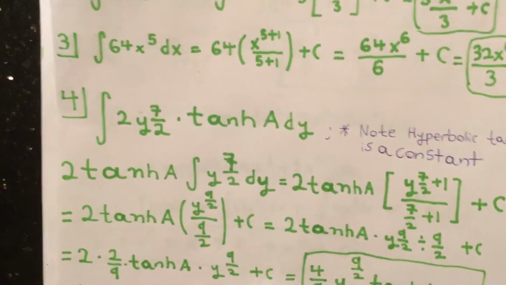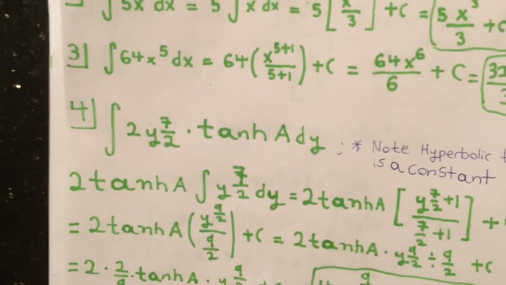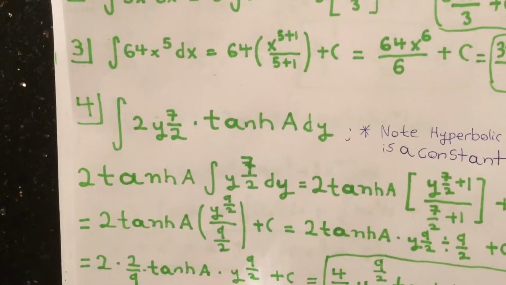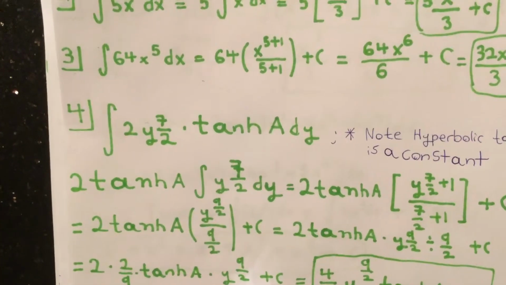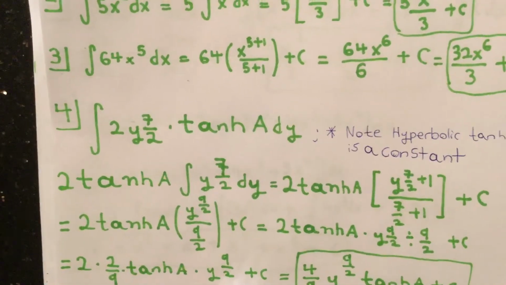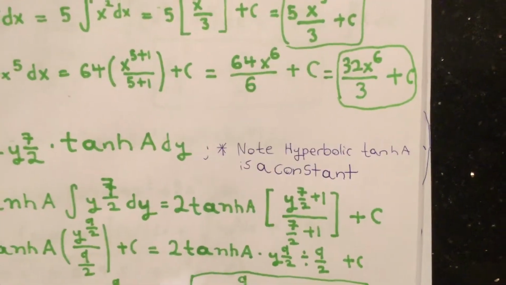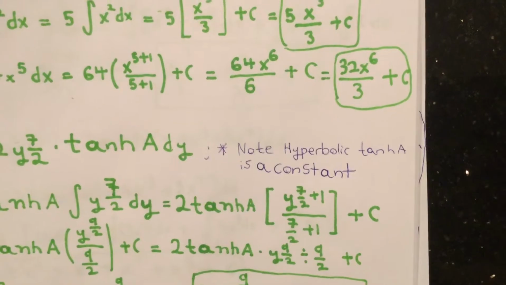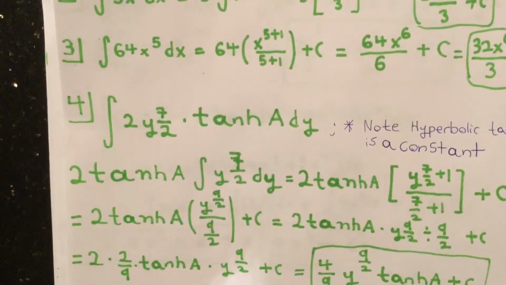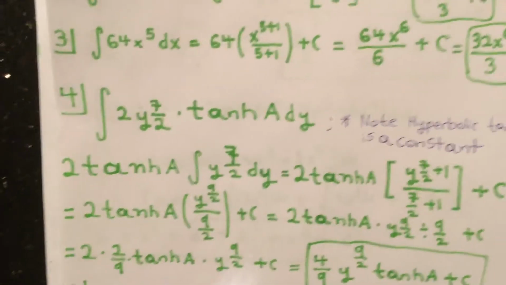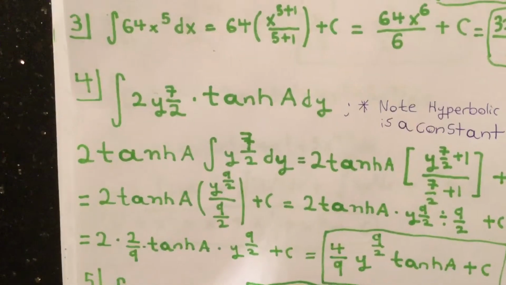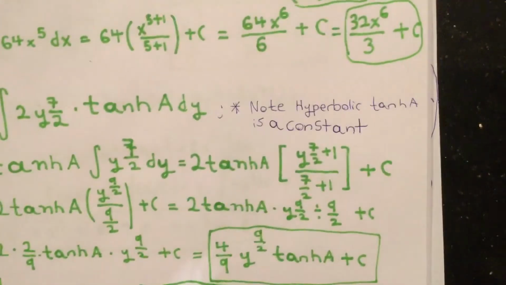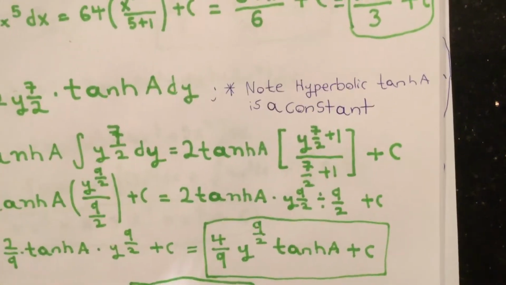Now for this big one, it's more like a big constant. You have the integral of 2y to the power of 7 over 2, times hyperbolic tan a, integrating with respect to dy. Be sure to note that right away. Don't let the hyperbolic tan throw you off, because it's just an arbitrary constant, just like the number 2 is. So we drag out all those constants, and then we're just integrating y to the 7 over 2 with respect to dy. After we integrate that, we're using the power rule once again.